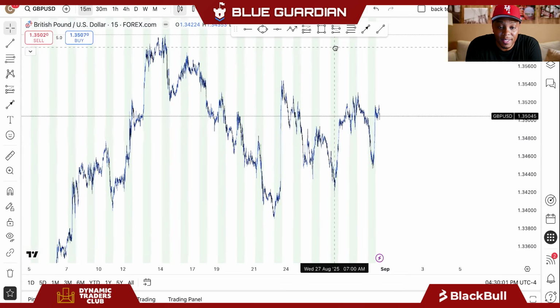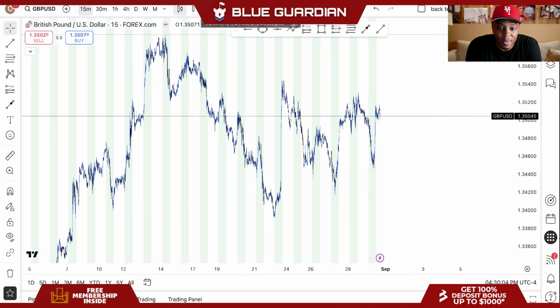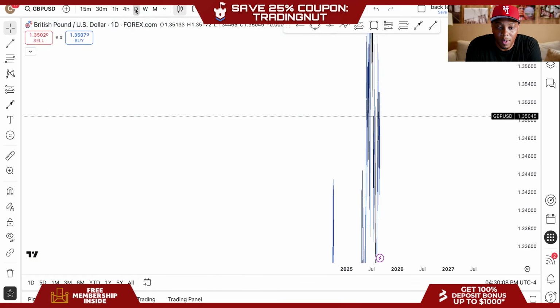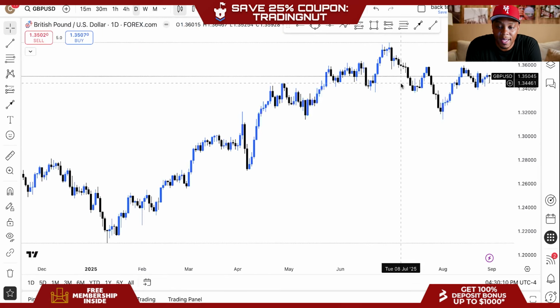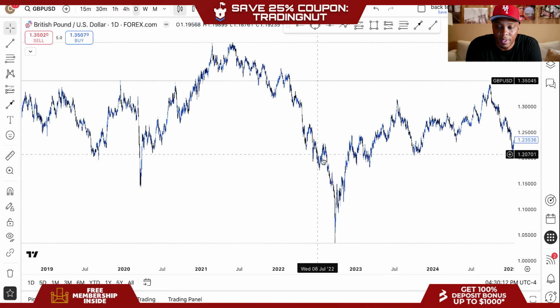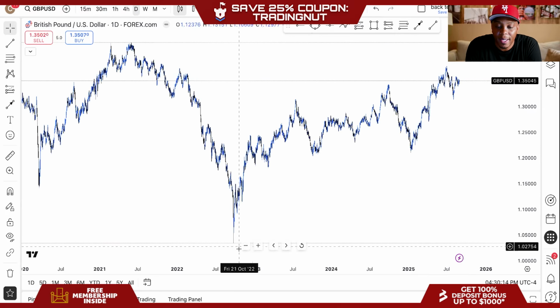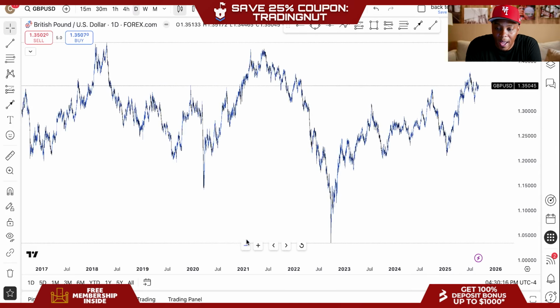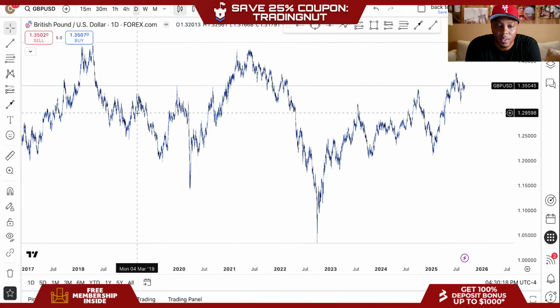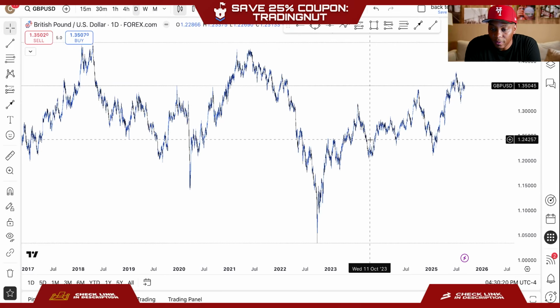Let's look at this GBP USD setup. So I like to start on the 4-hour time frame, but for this example, I'll start on the daily. So the first thing that I'm looking for is what is the current trend, right? And so I'll zoom out here on the daily chart. If you look, the market is really ranging, right?